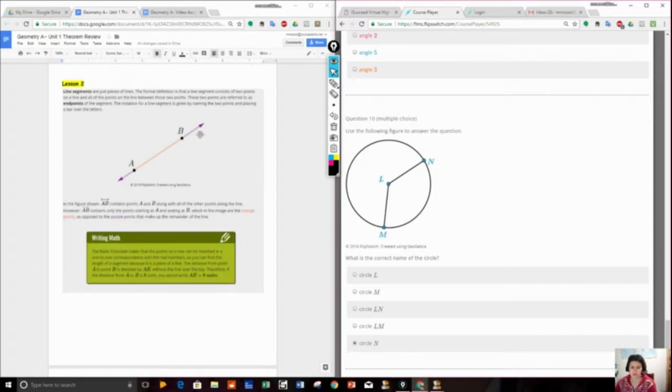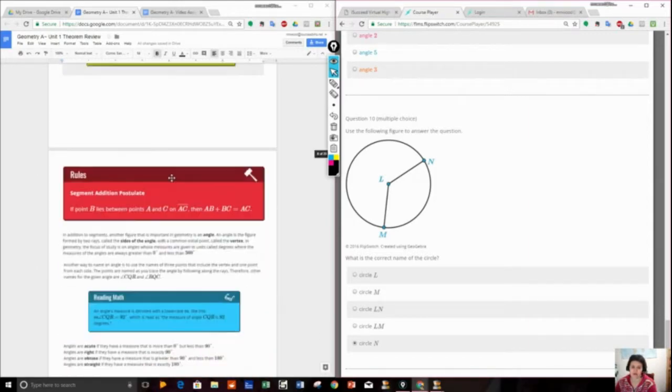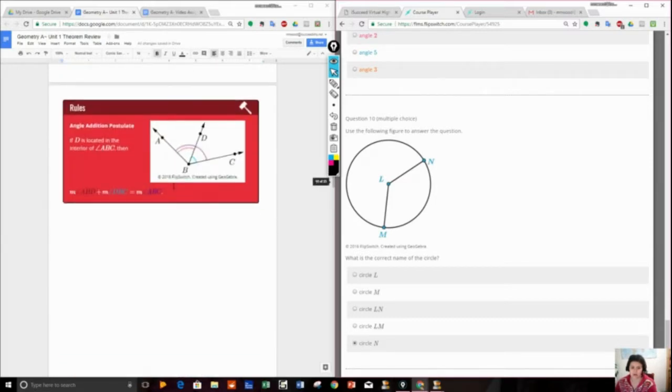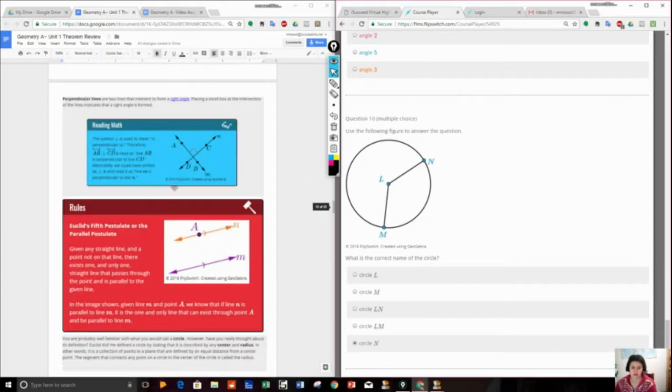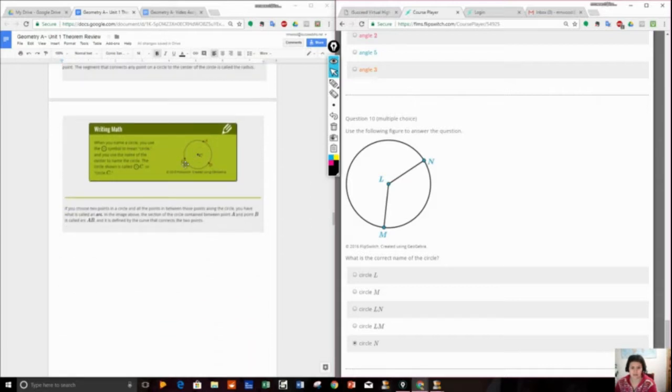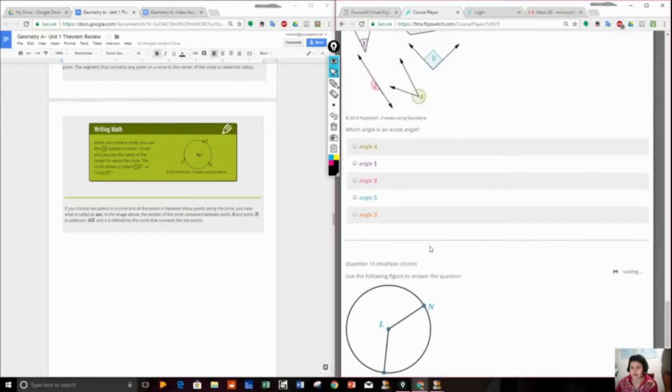And so I'm going to see in the theorem review if there's anything regarding a circle. And right now I see a circle, and it says when you name a circle, you use the symbol to mean circle, and you use the name of the center to name the circle. The circle shown is called circle C. So that's because the center is at C. So on this circle, the center is at L, so the correct name of the circle is L.